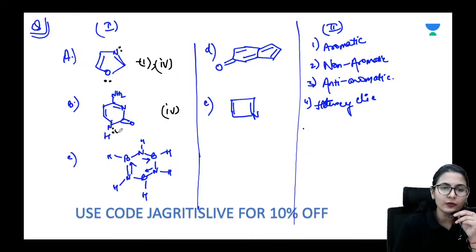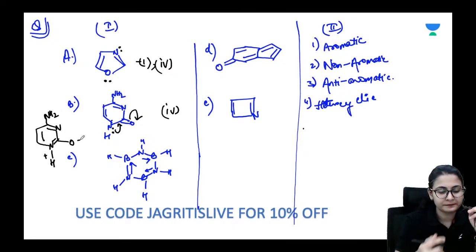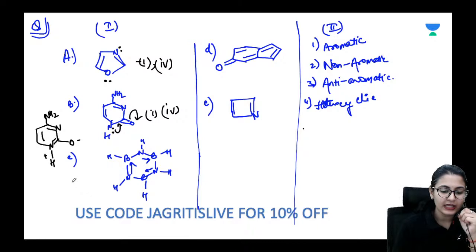You can use the lone pair of the nitrogen to cause resonance like this. The ring is going to look in this way. Yes, it is going to look like this. So isn't it aromatic? It is absolutely. B is heterocyclic. It is also aromatic. Yes. What about C? C is also aromatic.